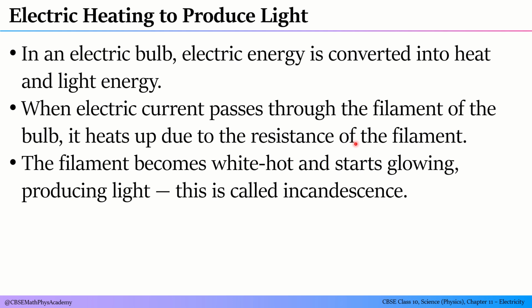In an electric bulb, the electric energy is converted to heat energy to produce light. In these kinds of bulbs, when current passes through the filament, which has very high resistance, it is heated and produces light. The filament becomes white hot and starts glowing, and this phenomenon is called incandescence.